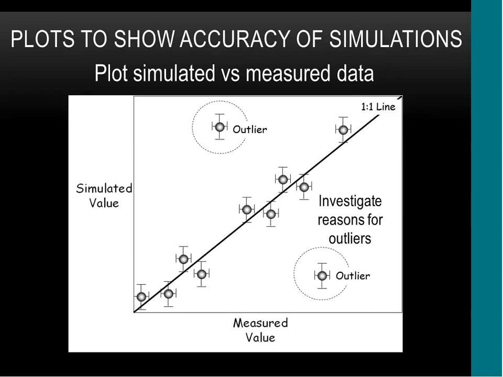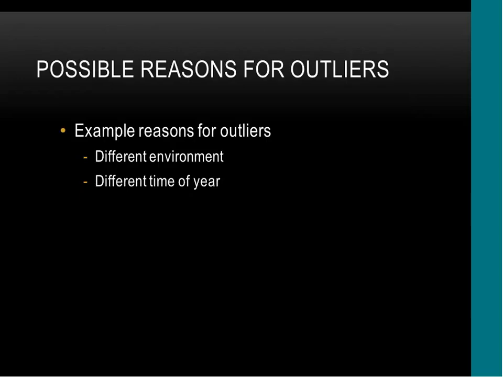Are those outliers because we've got a strange measurement? Is it because we've got fewer replicates? Is it because it was a particularly hot or cold day upon which the measurements were taken? So we can go back and investigate those reasons. Examples: different environment, different time of year.